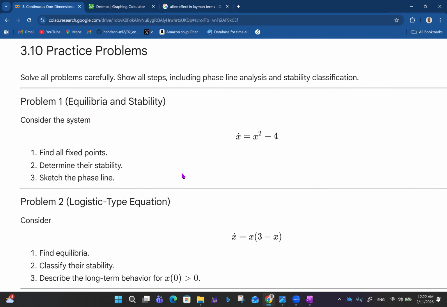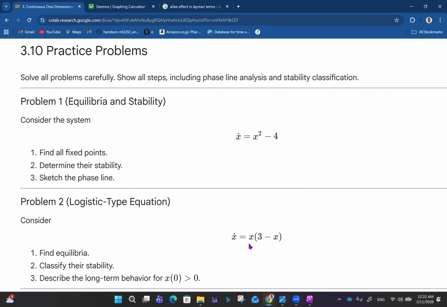Determine their stability. So you have to do the sign thing like I did the other time. So you have minus 2 and 2 now. So you have minus infinity to minus 2. What's the nature of that? From minus 2 to 2, what's the nature? And from 2 to positive infinity, what's the nature? Then you can sketch the phase line based on that.